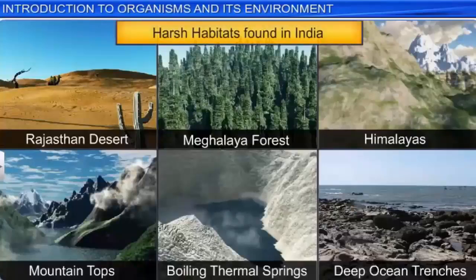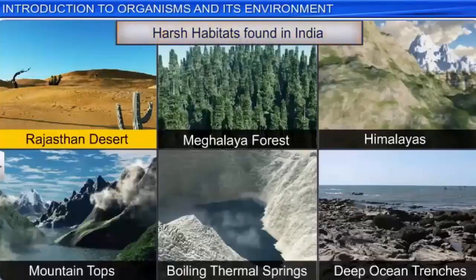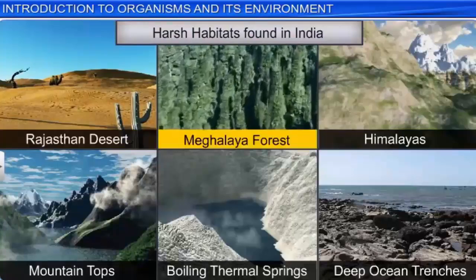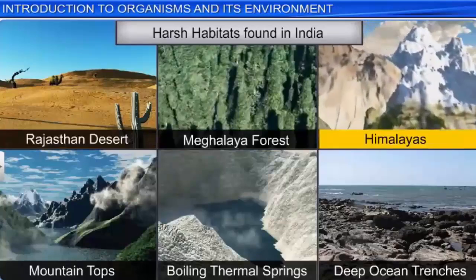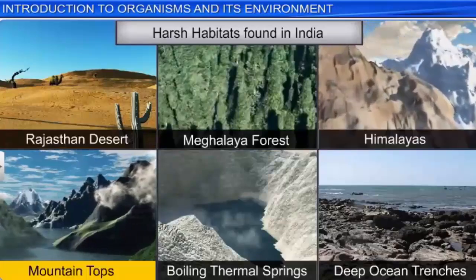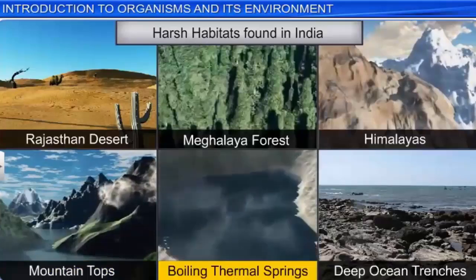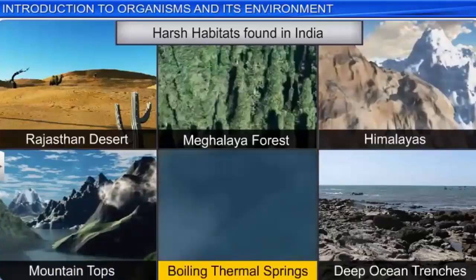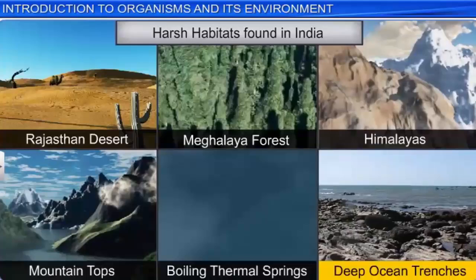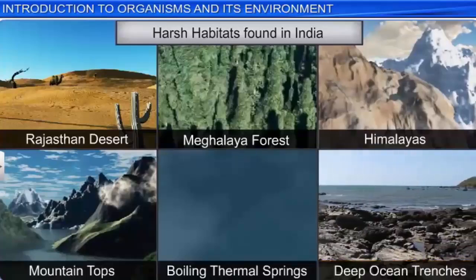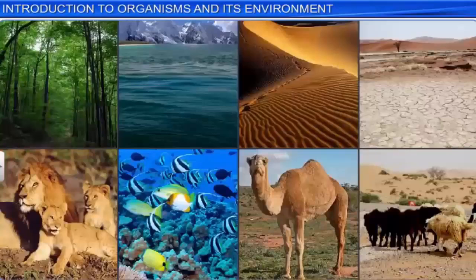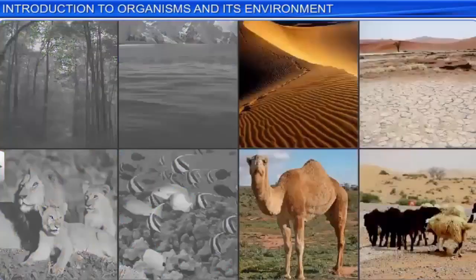while some harsh habitats include the scorching Rajasthan desert, perpetually rain-soaked Meghalayan forests, permafrost regions in the Himalayas, mountain tops, boiling thermal springs in Uttaranchal and Sikkim, and deep ocean trenches in the Indian Ocean. Life exists in all these habitats, regardless of whether they are favorable or harsh.